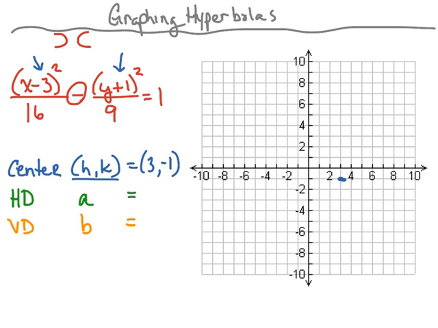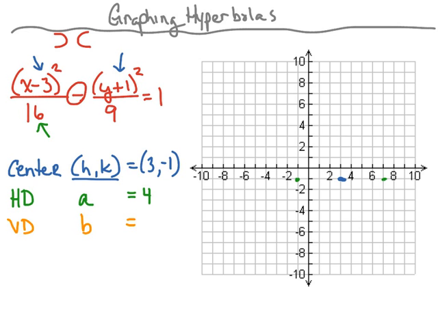Next thing I'm going to need to find is my horizontal distance, or a. And to find a, all we're going to do is take the square root of this number here. And the square root of 16 would be 4. So from the center, we're going to move 4 units to the right: 1, 2, 3, 4. And we're also going to move 4 units to the left: 1, 2, 3, 4.